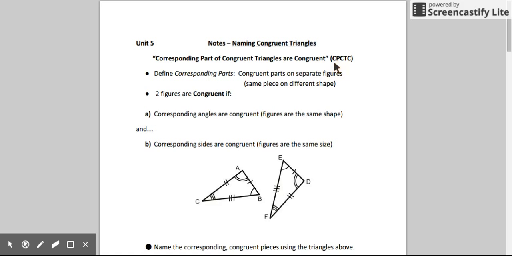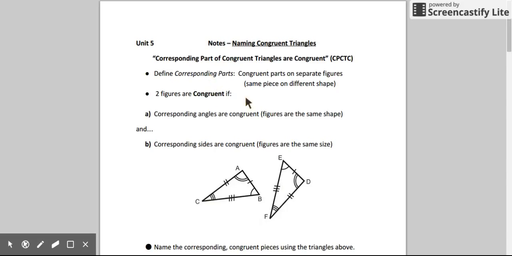CPCTC. Corresponding parts of congruent triangles are congruent. Corresponding parts are parts that are the same just on different shapes. So the same angle just on two different shapes, or the same segment length just on two different shapes. So if we can find parts that are corresponding and we're dealing with congruent figures, then those corresponding parts have to be congruent.